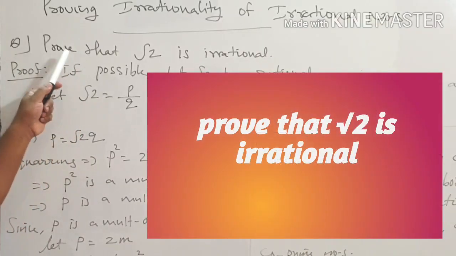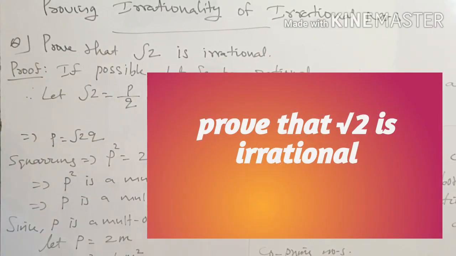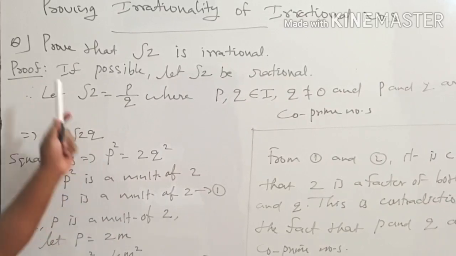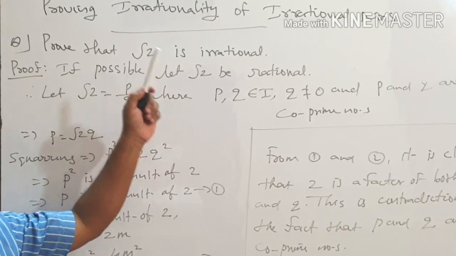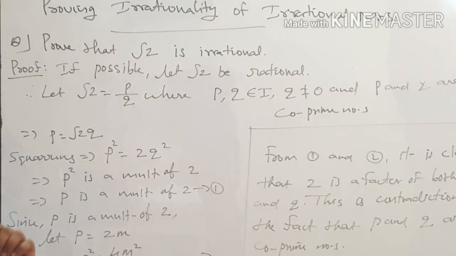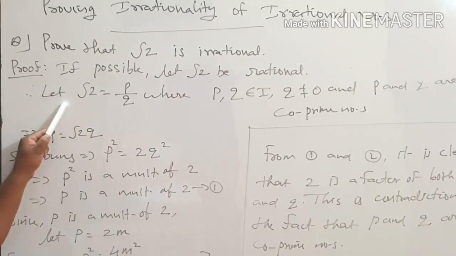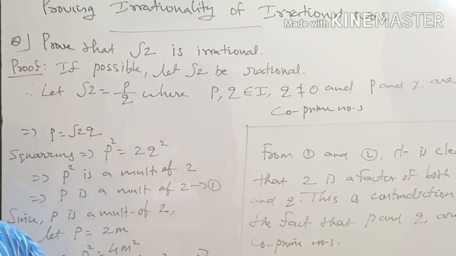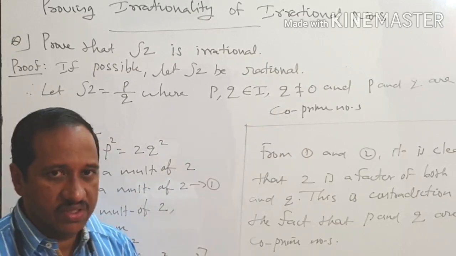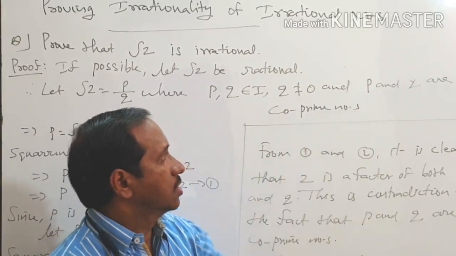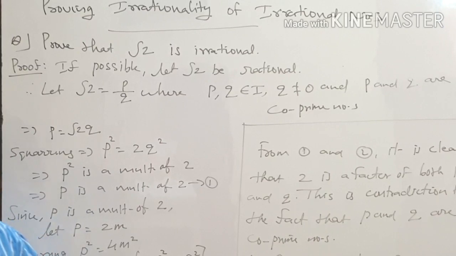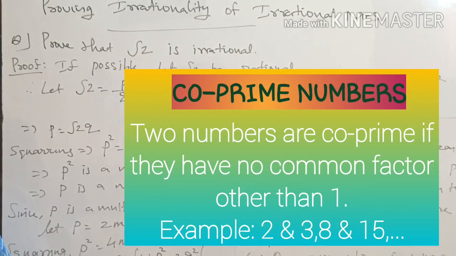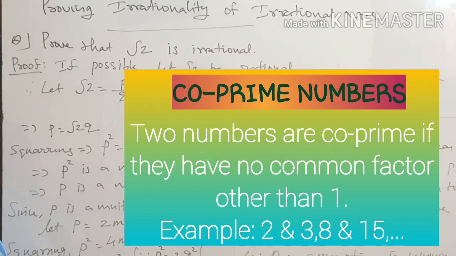Consider the question. Prove that root 2 is irrational. Here we use the method of proof by contradiction. If possible, let root 2 be rational. Since root 2 is rational, let root 2 is equal to p by q, where p and q are integers, q is not equal to 0, and p and q are co-prime numbers. You know what are co-prime numbers? Two numbers are said to be co-prime if they have no common factor other than 1.